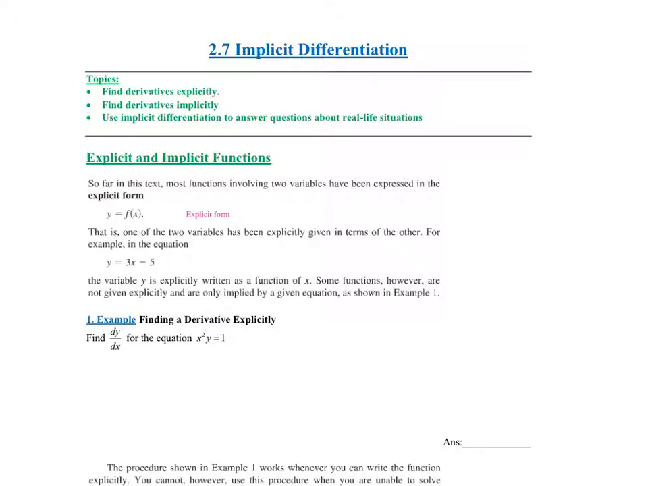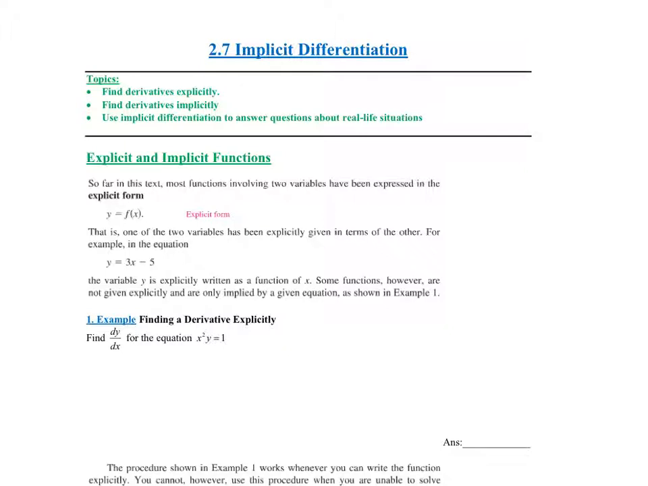Section 2.7 is on implicit differentiation. So what is implicit differentiation? Look, again, no new derivative rules. We are done with derivative rules. It's just a different technique and allows us to take derivatives of equations with multiple variables.